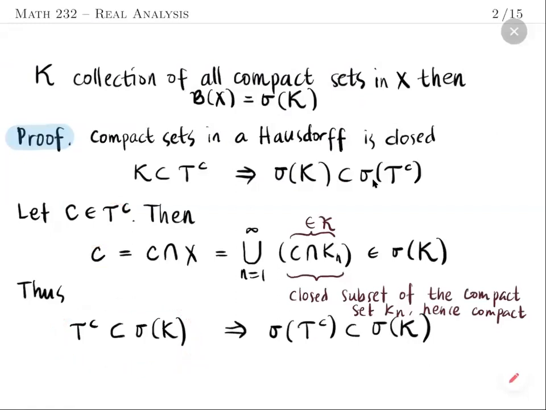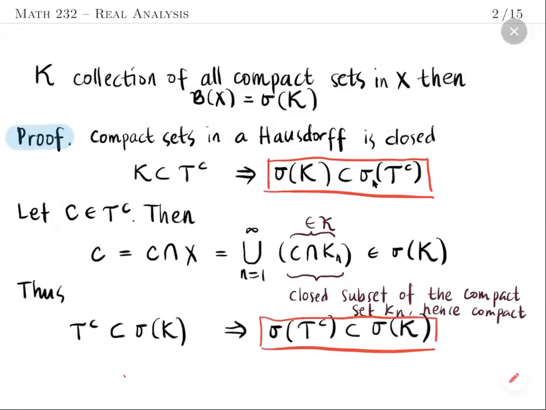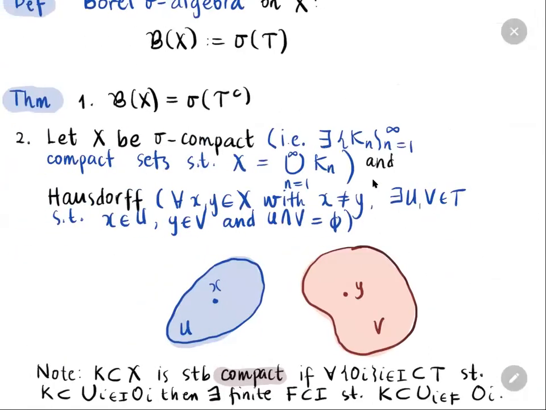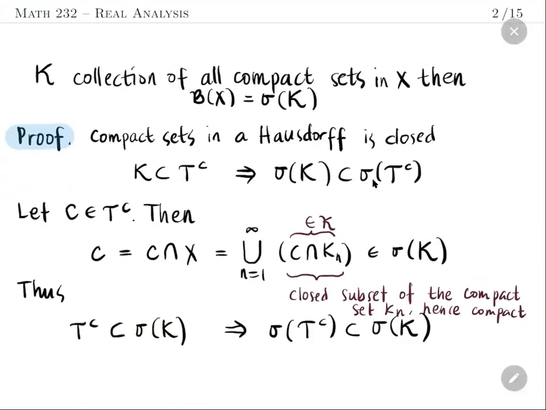Okay. So combining these two inclusions, we conclude that the sigma algebra generated by the closed sets is the same as the sigma algebra generated by the compact sets. And we know that this is equal to the Borel sigma algebra of X according to our first remark here. Okay. So again, to summarize, if you have a sigma compact Hausdorff topological space, then the Borel sigma algebra on X can be generated also by the compact sets.